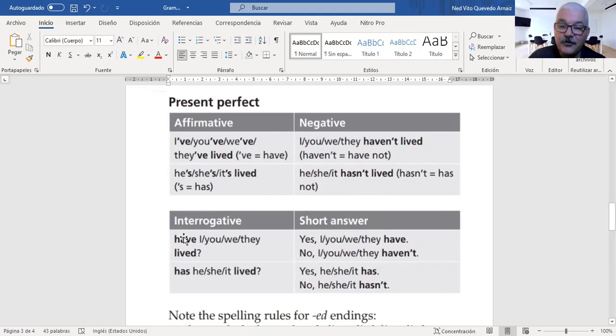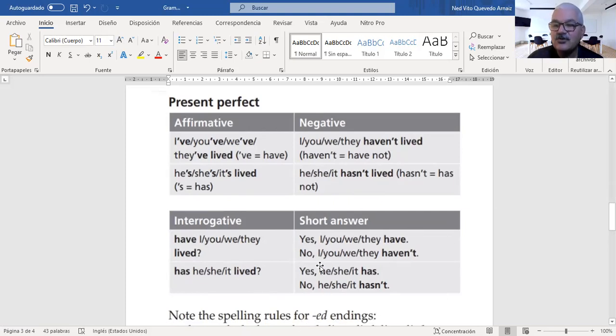We will place first the auxiliary have or has, then the subject, and finally the main verb. Have I lived? Have you lived? Have we lived? Have they lived? Has she lived? Has he lived? Has it lived? Well, it's just the same.